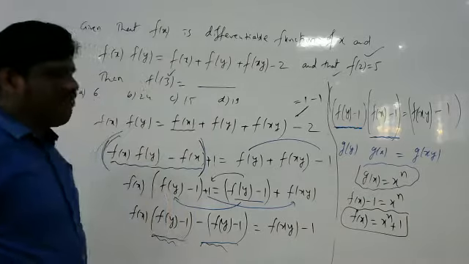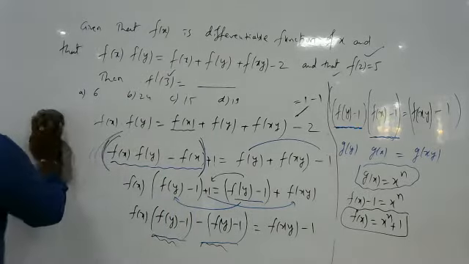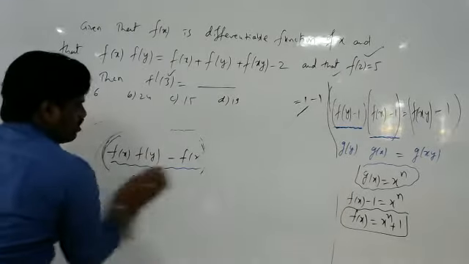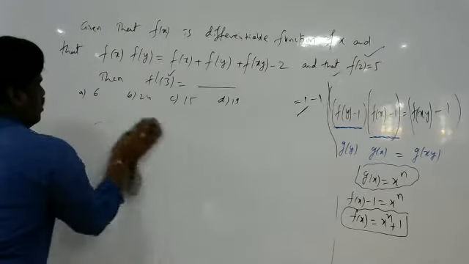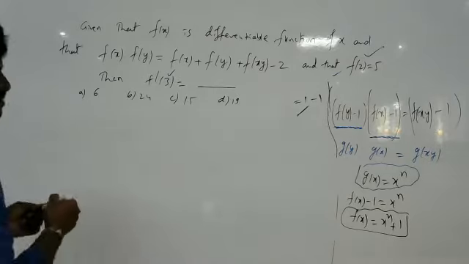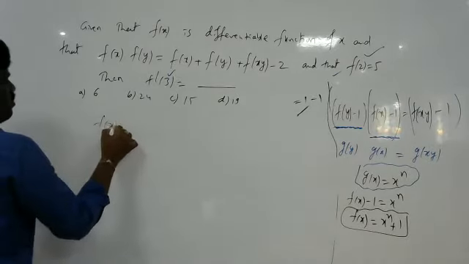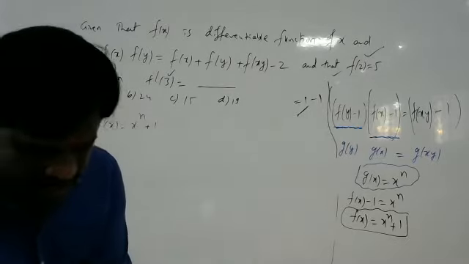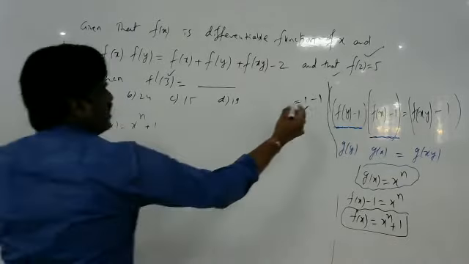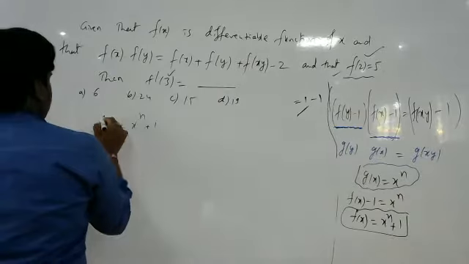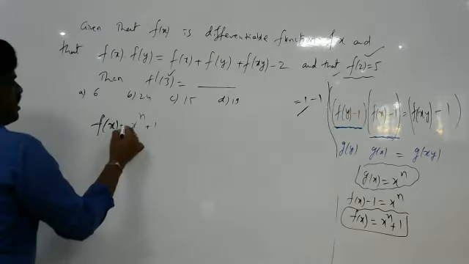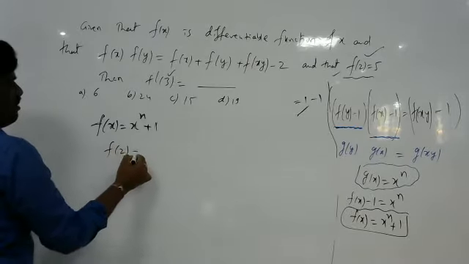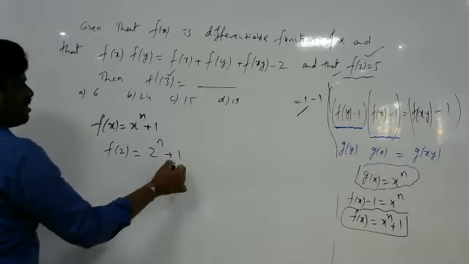f(x) will be x to the power n plus 1, I got. Now what do we do here? f(x) you got x to the power n plus 1. So let us use f(2) that they gave. Substitute in this: f(x) is x to the power n plus 1, so f(2) will be 2 to the power n plus 1.